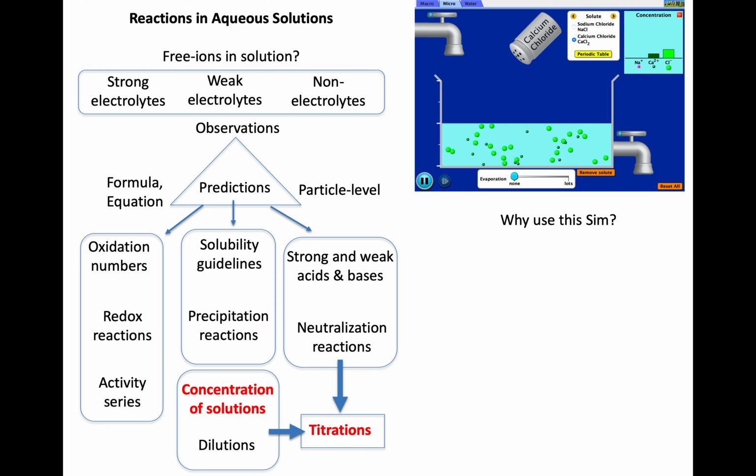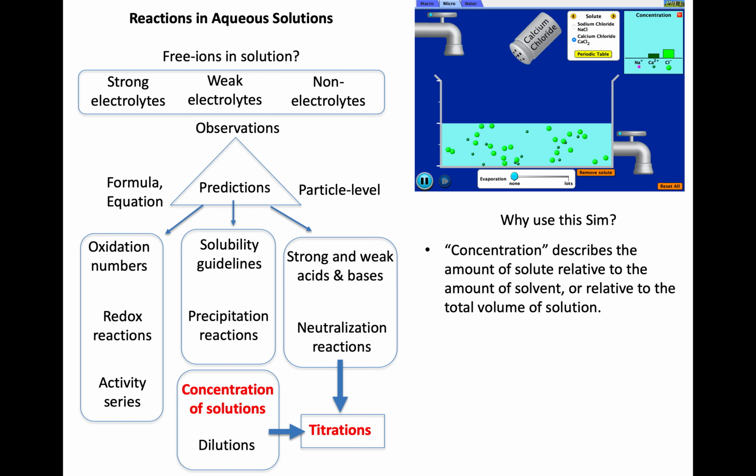So why have I returned to the sim? Within the overview of the chapter, the sim was used to support our initial understanding for strong, weak, and non-electrolytes and connect this chemistry triplet of observations that were macroscopic, particle level, and formulas and equations. I came back to the sim for a few different reasons.